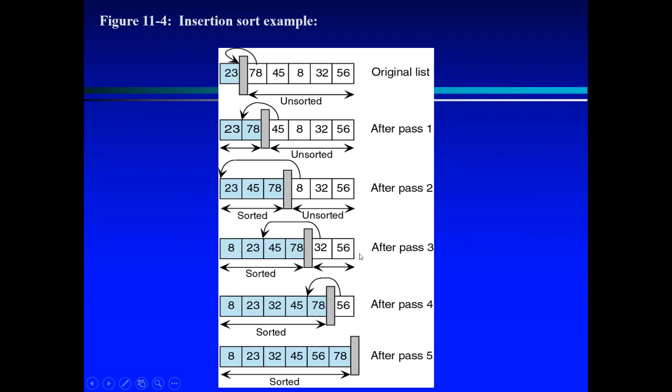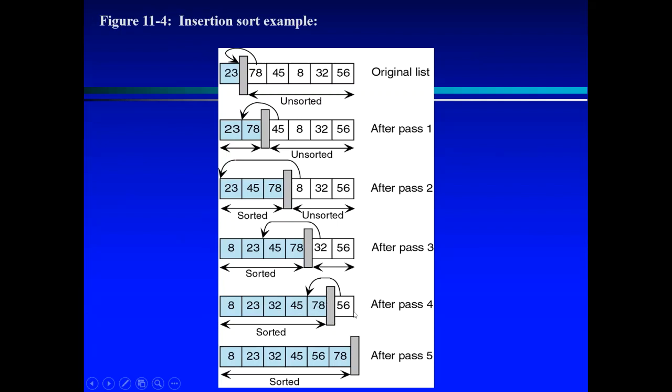Now we only have two values in the unsorted side. Now 32 is compared with 78; 32 is smaller, so we're going to insert it before 78. Then compare it with 45. It's still smaller, so insert it before 45. Compare with 23. Now it's larger, so we stop. Therefore, this is the correct position; it should be before 45. Now, this is the sorted value: 8, 23, 32, 45, 78.